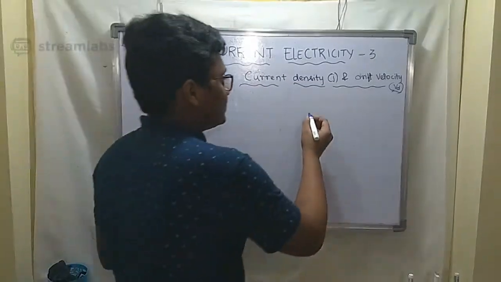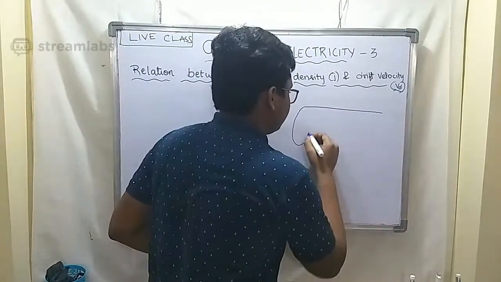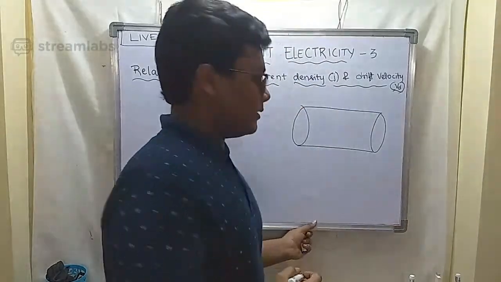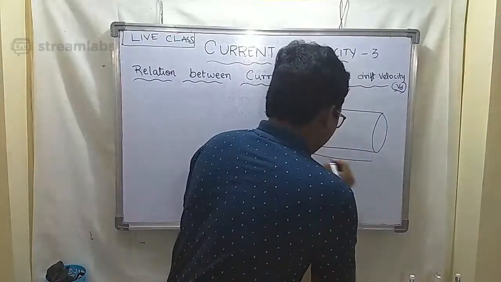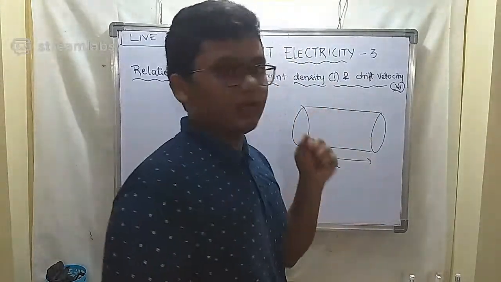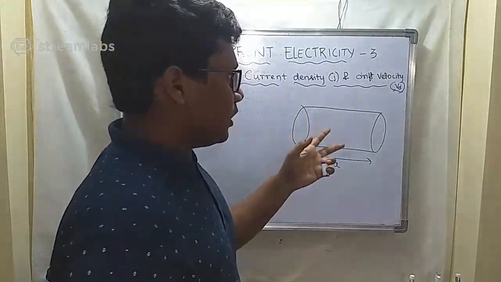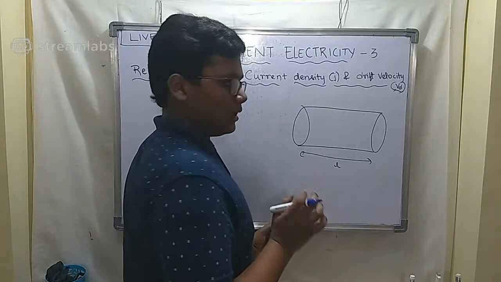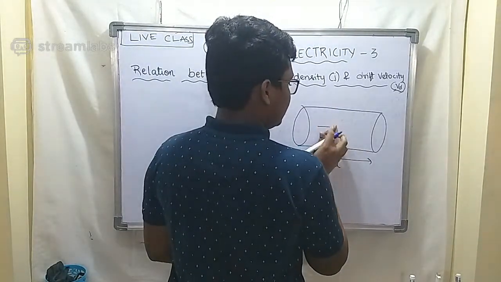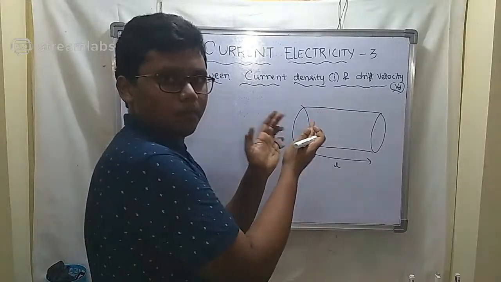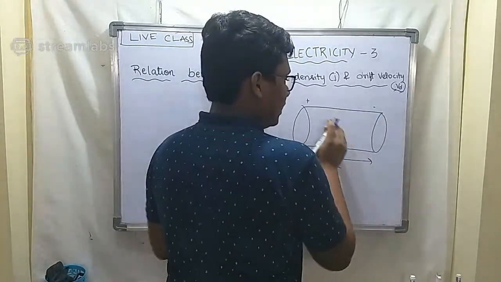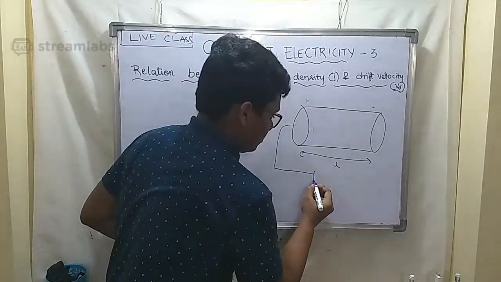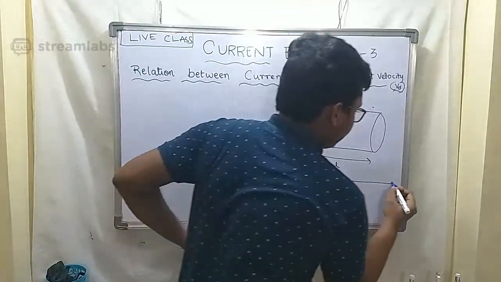Drift velocity: this is a conductor, and this is the length L, and drift velocity is the average velocity of the electrons. The random motion is okay. This is the length, and the electrons' movement will be from the negative to the positive. We take two terminals, positive and negative.